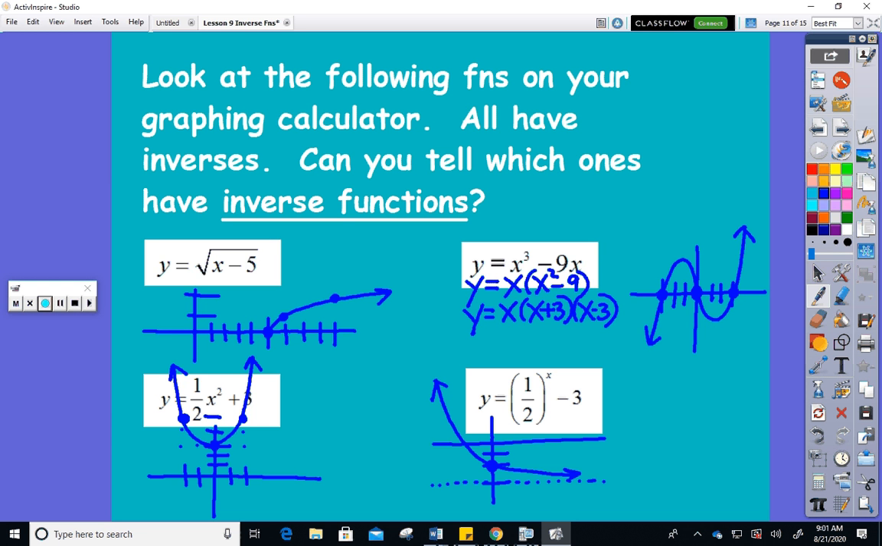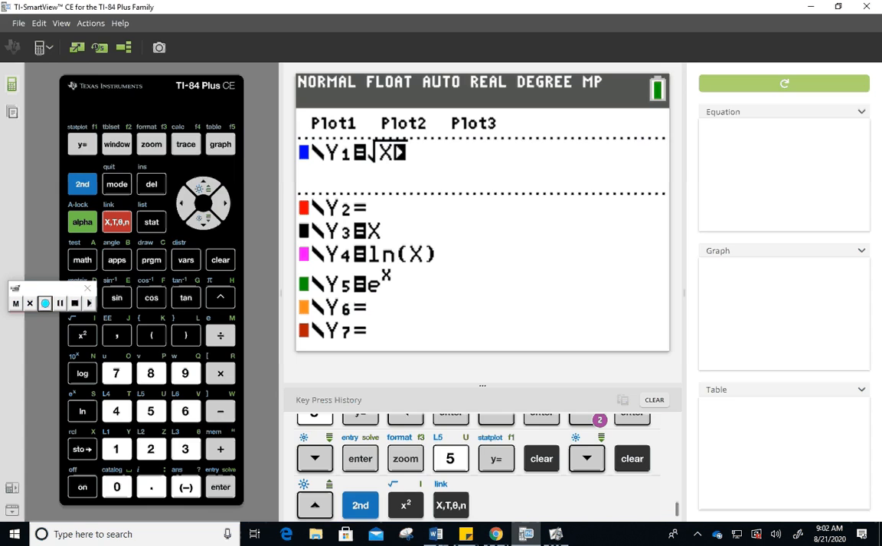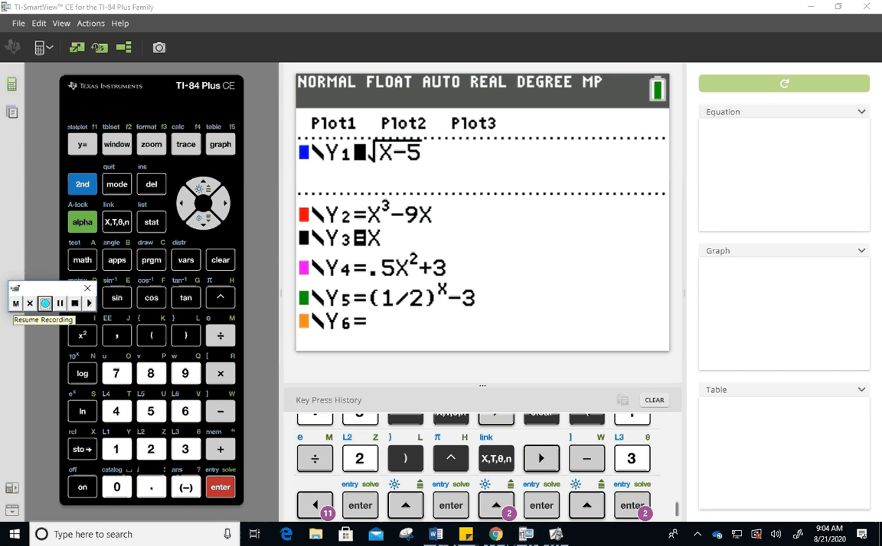All right, so here's what we're going to do. I'm going to show you a feature on your graphing calculator that allows you to always produce an inverse. All right, so what I'd like you to do is put y sub 1 equals the square root of x minus 5. Now do this with me, because if you watch me do it, you'll get really good at watching, but you won't remember how to do this for yourself. Even if you think you will, that's not really the way that works.